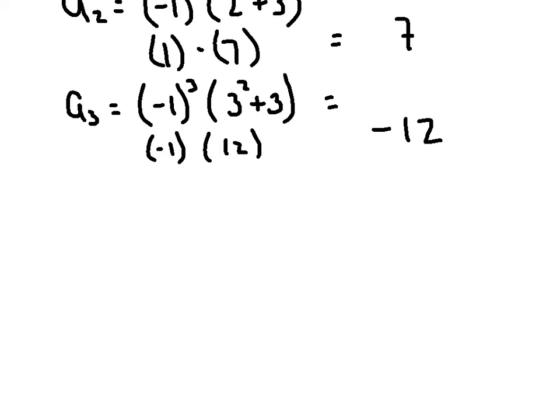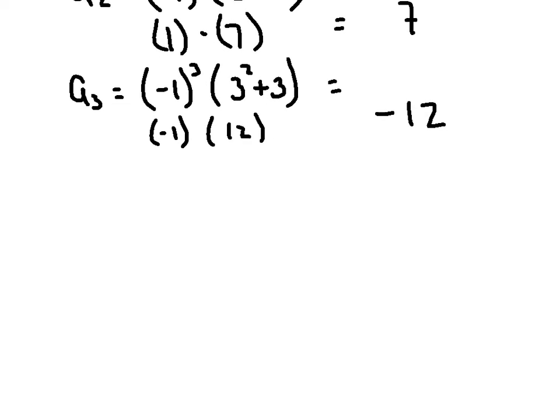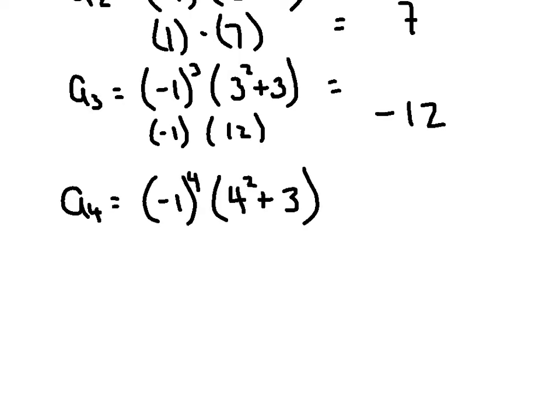I'm going to scroll up just a little bit here. Fourth term is going to be negative 1 to the fourth power, and 4 squared plus 3. Now, do you remember we were talking last week when we did our binomial expansion, we said if this exponent right here is an even number, that's going to guarantee that I get a positive answer. And then over here, 16 plus 3 is 19. Multiply those two together, we get 19.